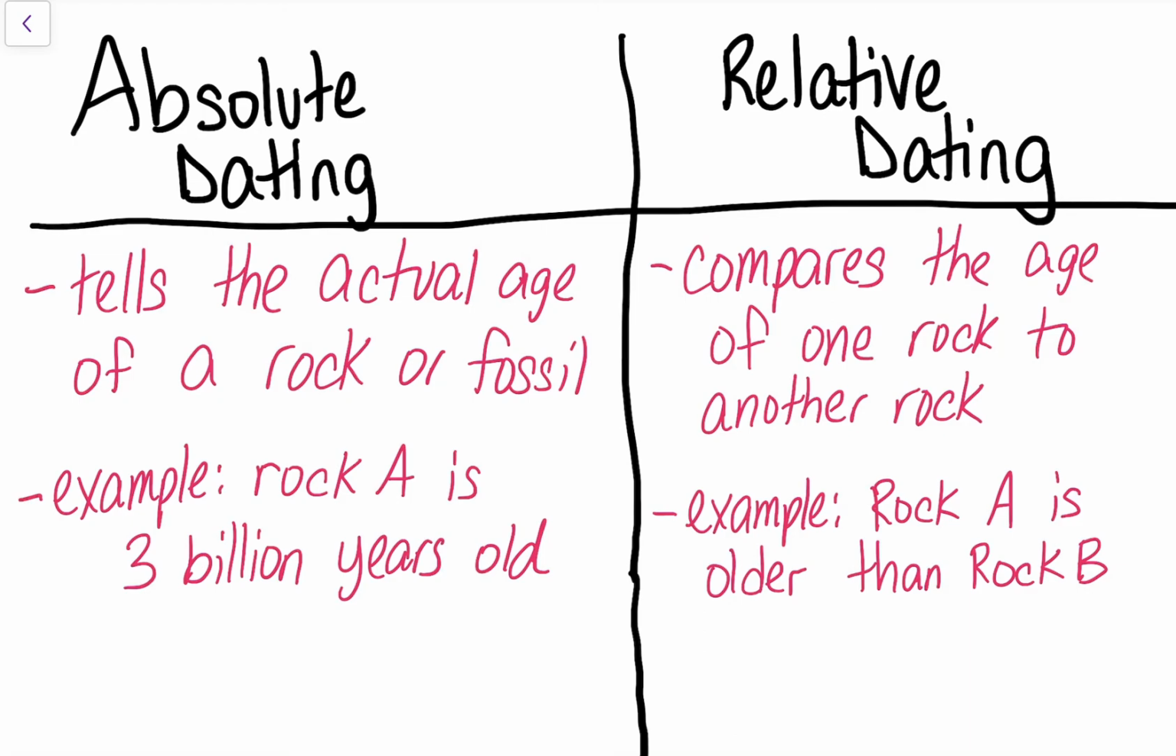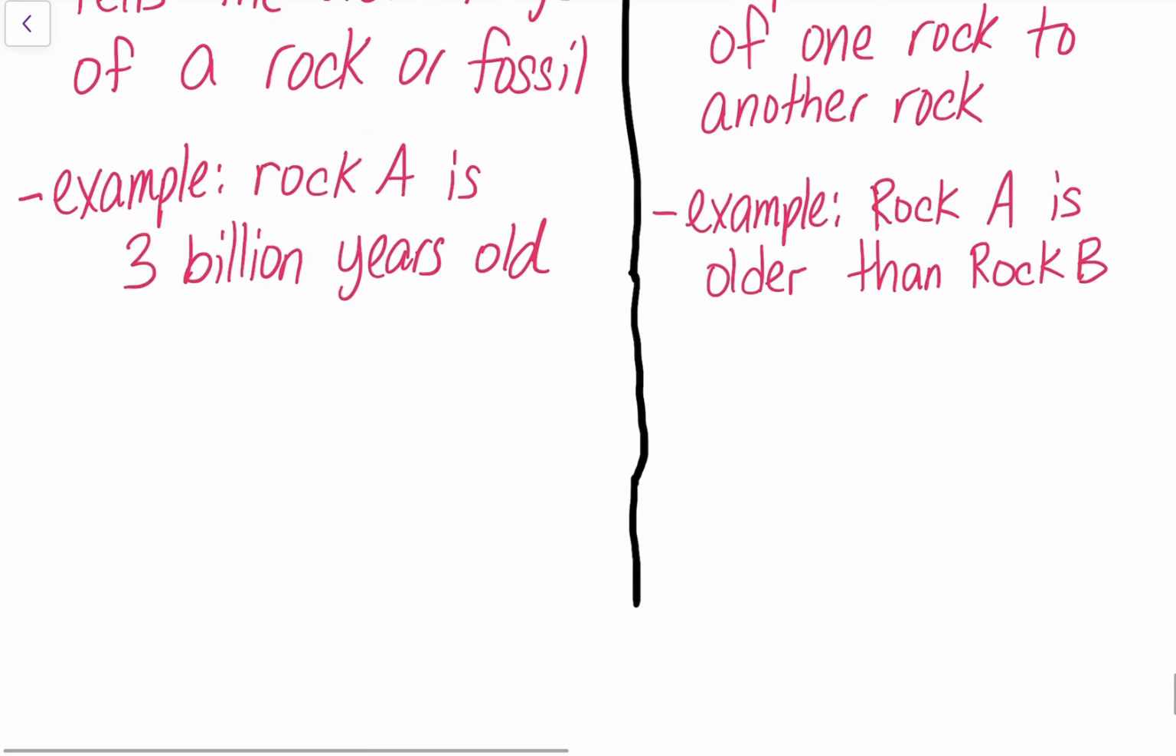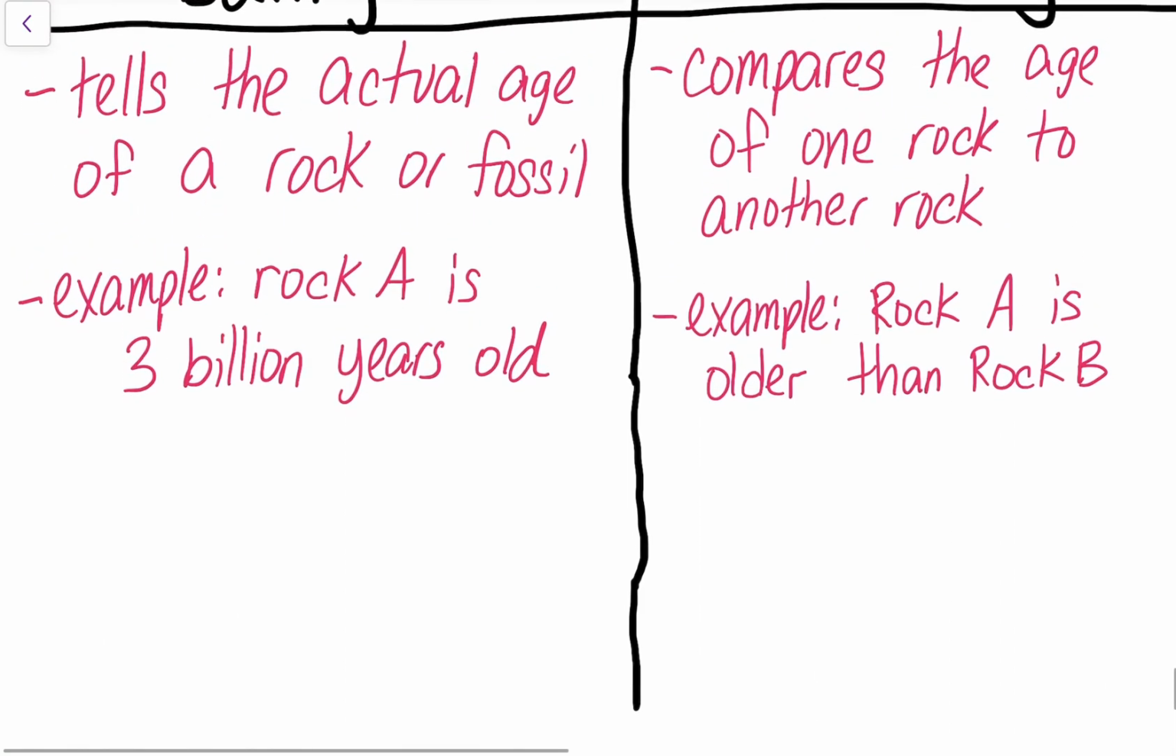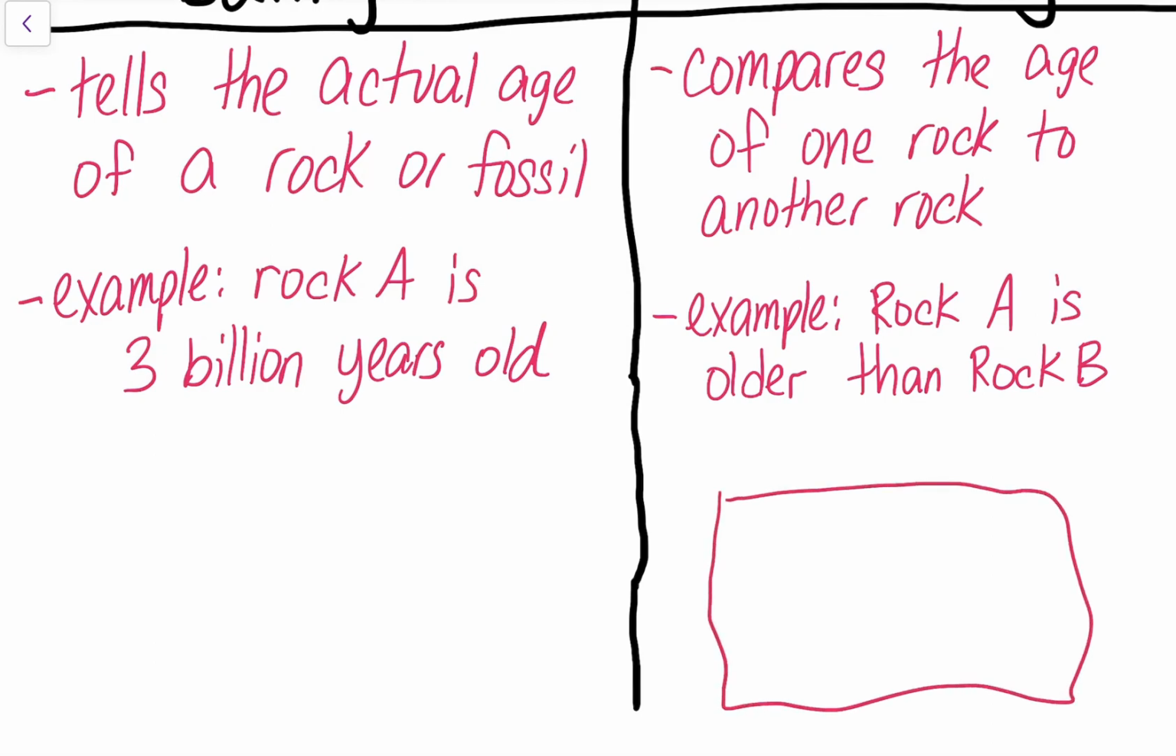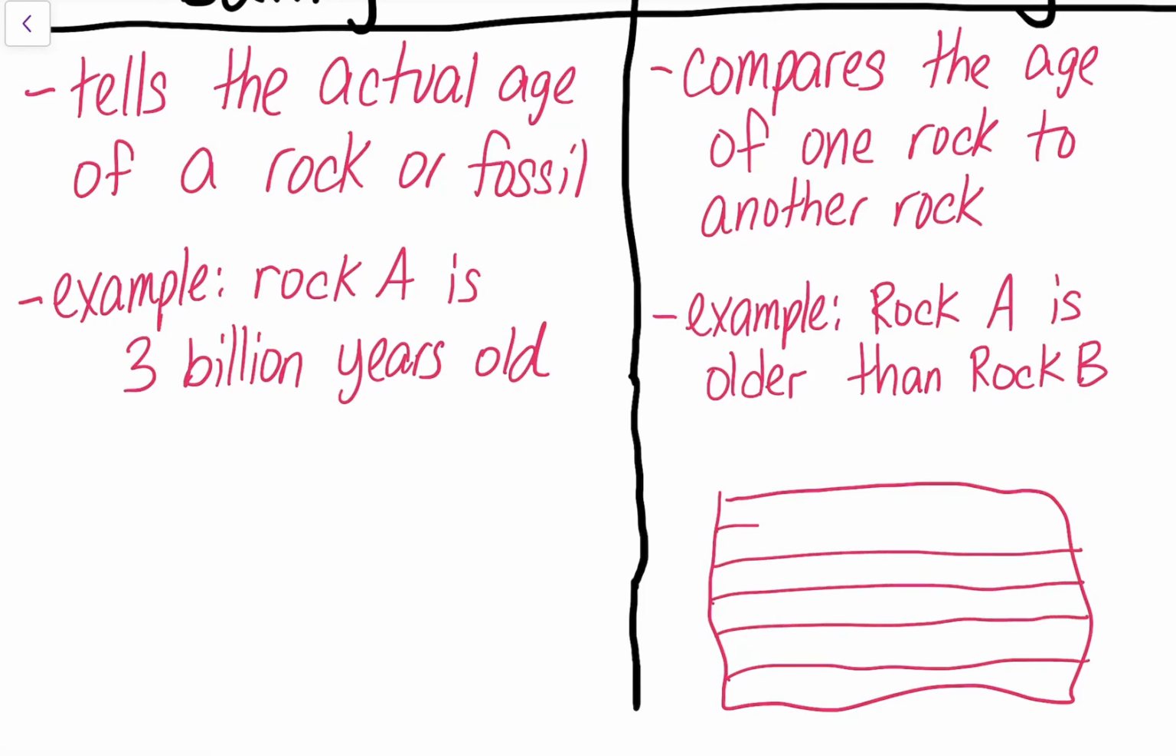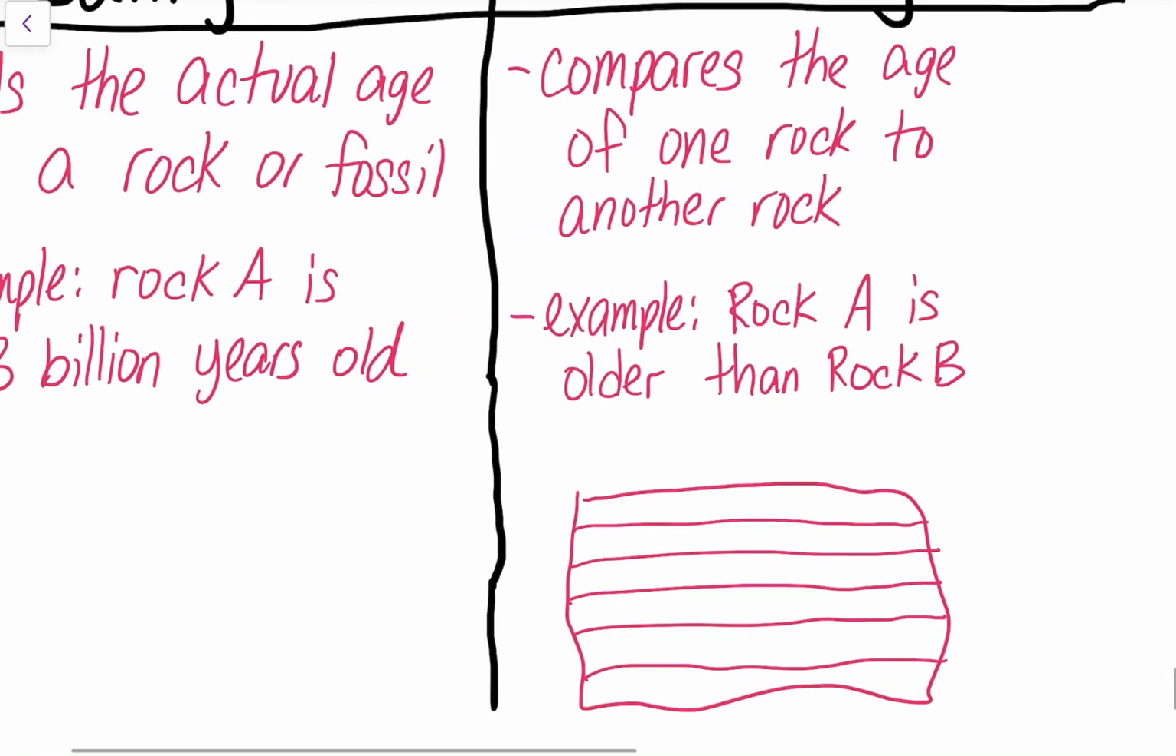And we can apply the ideas of relative dating with what we call the law of superposition. If we have a few different layers of rock, okay, the oldest rocks are on the bottom and the youngest rocks are on the top.